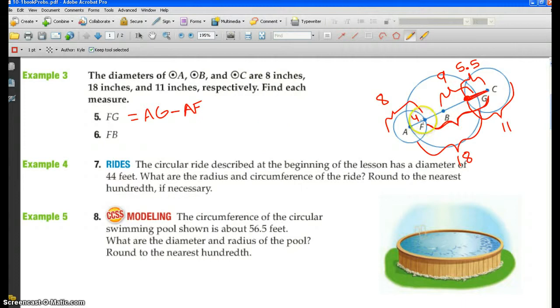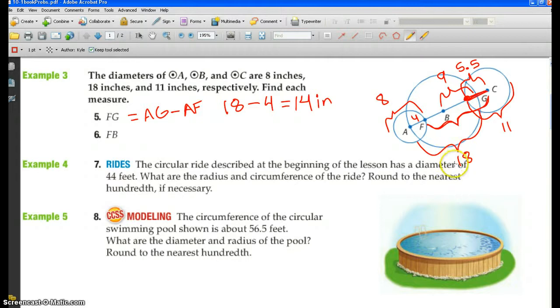So I know that AG is equal to 18, because that's the diameter of circle B. So AG is equal to 18 minus AF, which is 4. And so we get 14 inches altogether.